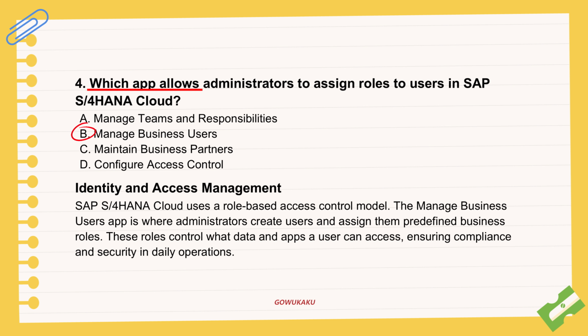This is sort of the central hub for user administration tasks. Manage business users. So pretty straightforward. If someone new starts or someone changes roles, the admin goes into this app, finds a user, and assigns the appropriate business roles to grant them the access they need. That's exactly it. It's all part of Identity and Access Management, or IAM. Using this app ensures people have the right permissions to do their jobs, but no more than they need, which is obviously important for security and compliance in the cloud.